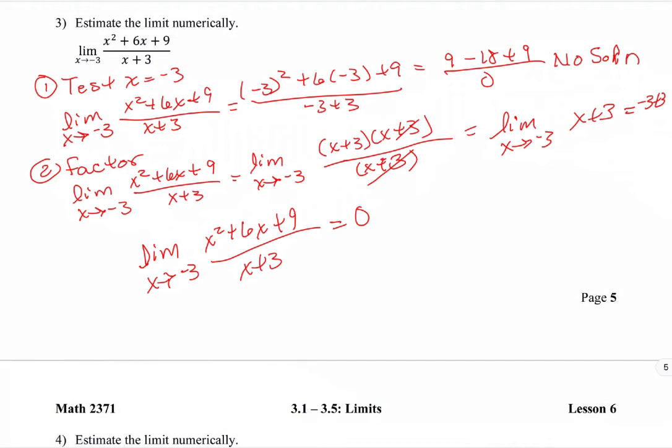Now, I want you to notice that from here to here, once I put the negative 3 in, I no longer put this limit sign.